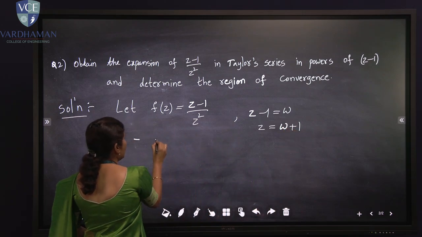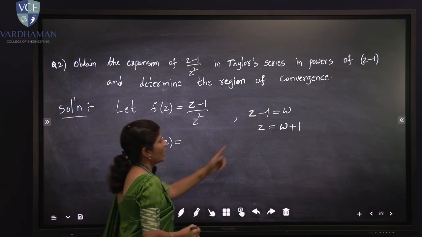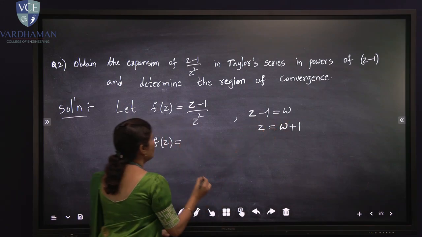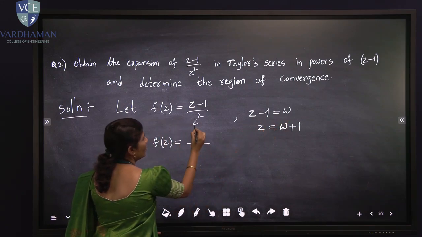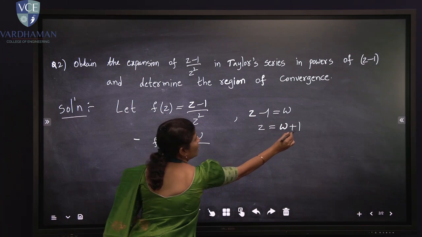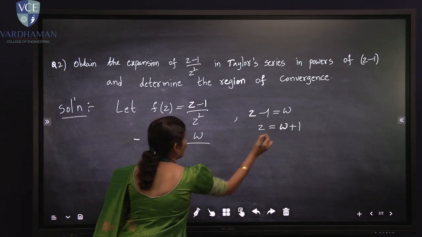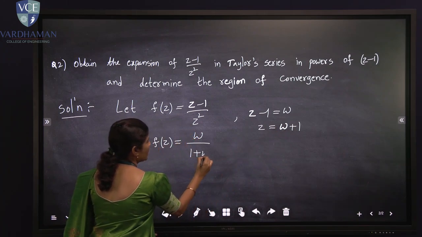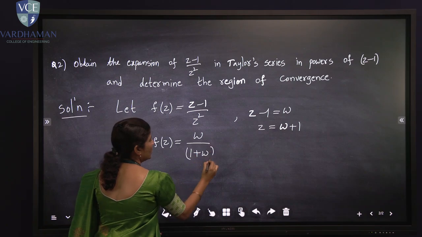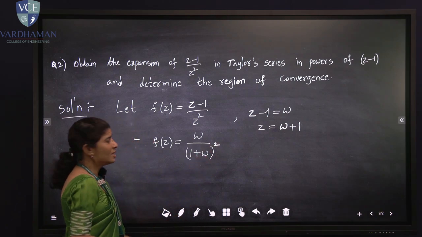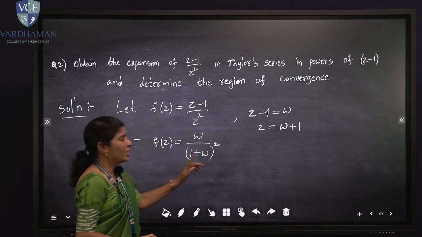Now f of z: here I will write z minus 1, and we have the z minus 1 value is w, that is w upon z square. We have the z value is w plus 1, or else 1 plus w, that is 1 plus w whole square, and this is f of z in the form of w.